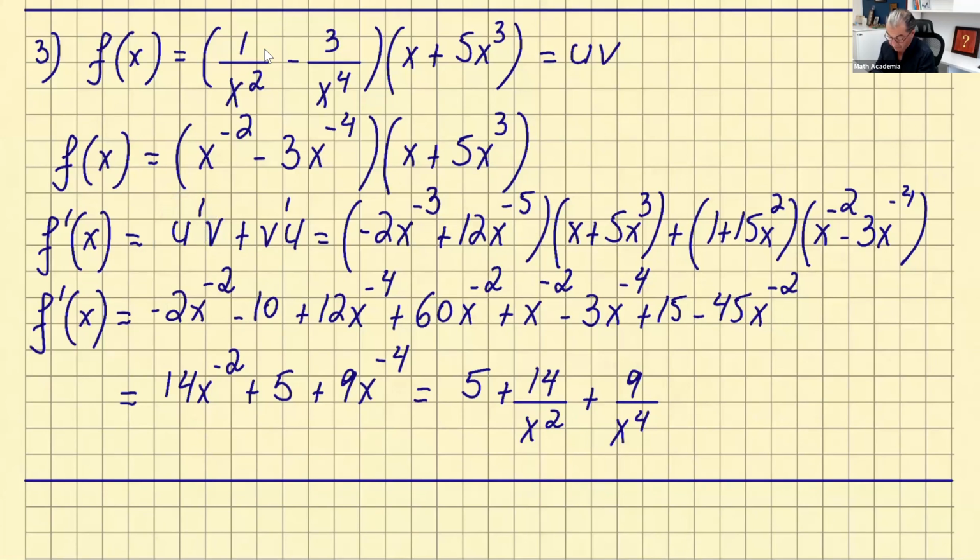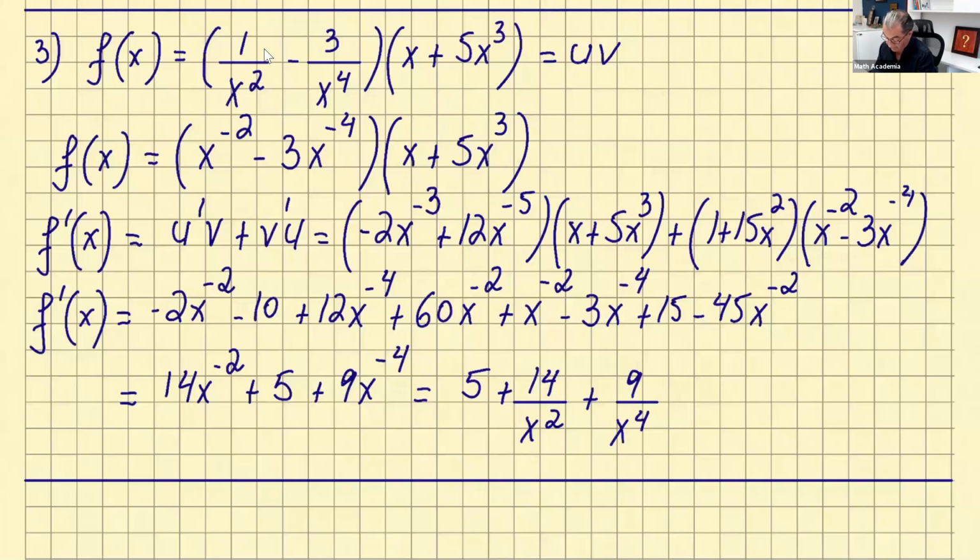U prime is the derivative of that expression, which is negative 2x to the power of negative 3 plus 12x to the power of negative 5. Our v is right here. So this is u prime times v. V prime is the derivative of that expression, which is 1 plus 15x squared, and our u is x to the power of negative 2 minus 3x to the power of negative 4.